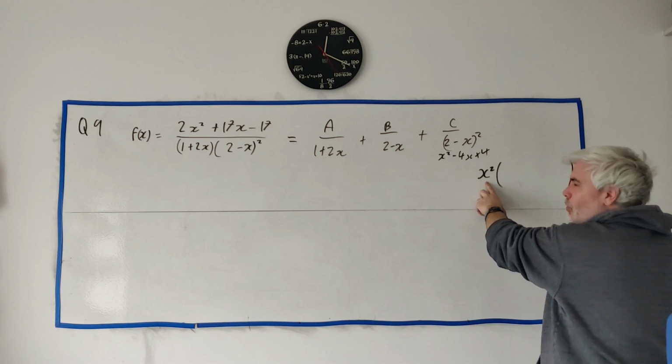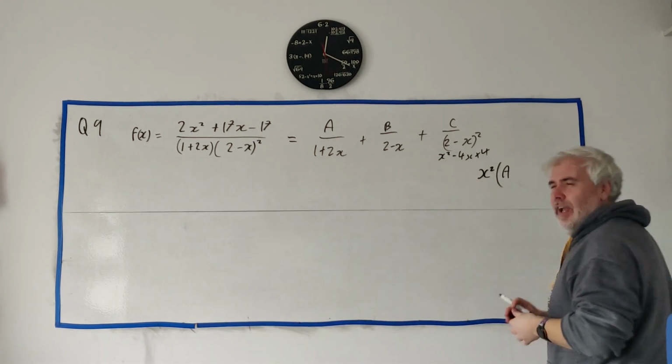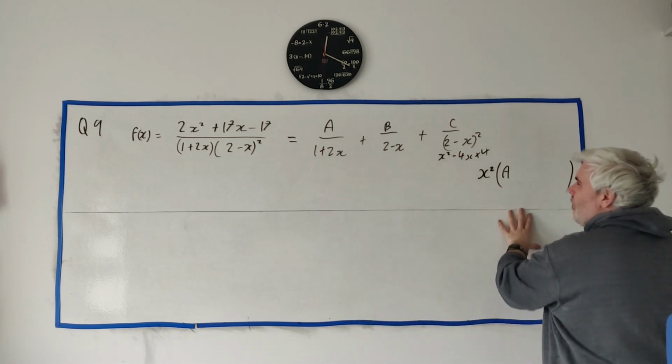So where will the x squareds appear? x squared times A will appear. I hope you follow me there. I'm going to do this a different way in a moment, so don't worry if you're not following this.